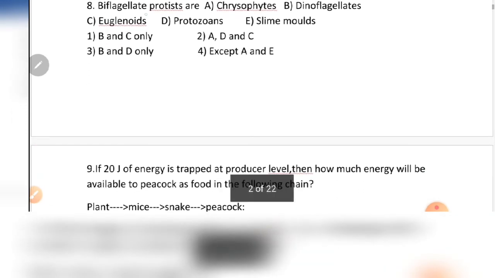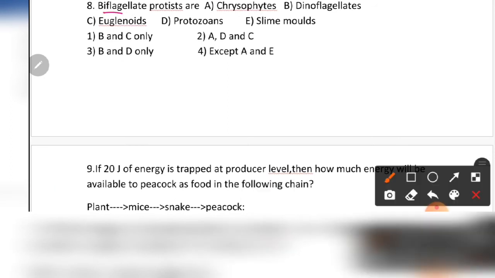Biflagellate protists. So protists can be categorized as per NCERT into chrysophytes, dinoflagellates, euglenoids, protozoans, and slime molds. But biflagellate means having two flagella. Chrysophytes are the floating features of the sea. They are a primary source of food in the aquatic region. So they do not have any flagella.